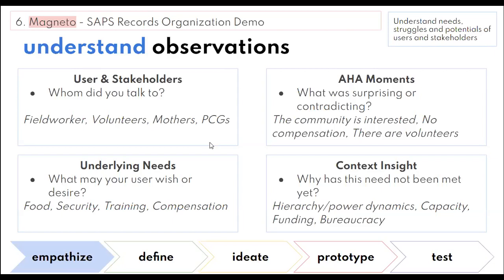Aha, what was surprising or contradicting? They found that the community is interested. However, there was no compensation for volunteers, even though they are volunteers. And so this for them was something.